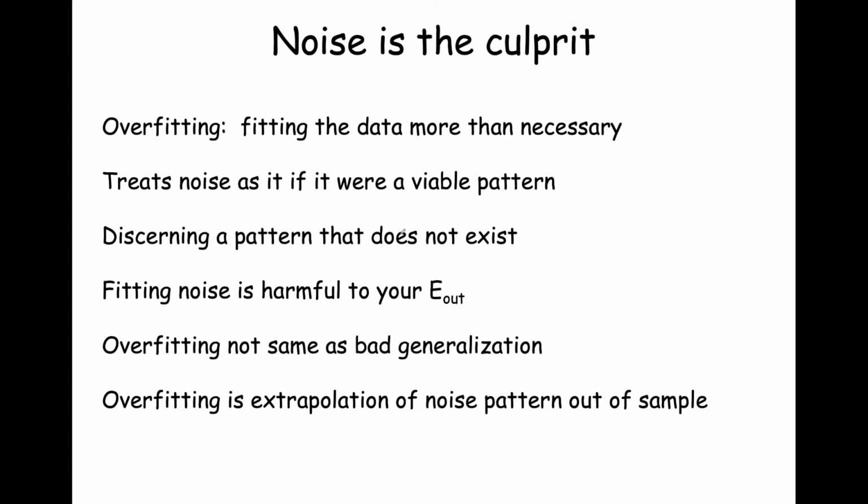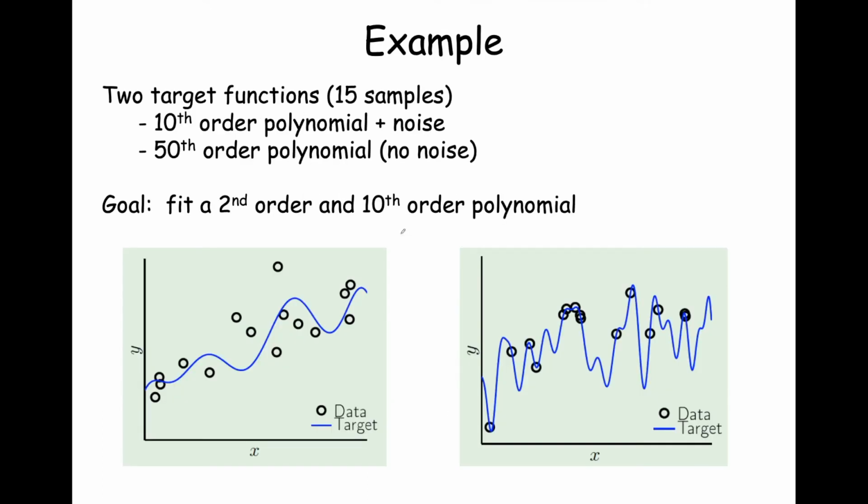Now, overfitting is not the same as bad generalization. Bad generalization refers to a hypothesis's inability to bend and twist and fold suitably enough to keep up with the ground truth target function. Overfitting is the extrapolation of the noise pattern to your out of sample data. So the two are different, but they manifest themselves in an identical way, and we'll talk about what I mean by that.